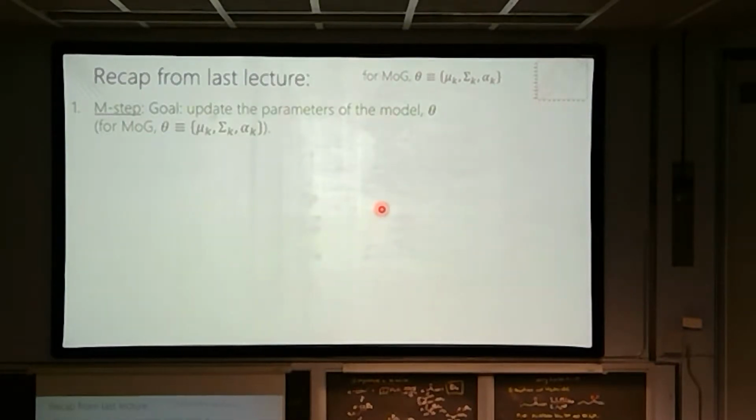Okay, so in the M step, we've assumed we've already done an E step, because whenever you do one, you assume the other one's been done. And the goal is now to use those somehow to update the parameters of the model. In general, that's theta for the mixture of Gaussians. Those are all the means, the covariances, and these things we call the mixing weights, which are the prior probability that you belong to each Gaussian.